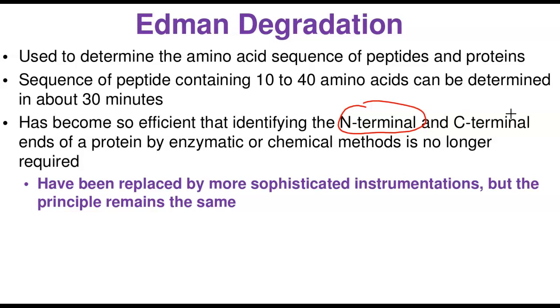However, this is just the principle. This process has been replaced with sophisticated instruments like HPLC and mass spectrometry, that you can now use to make the process much faster. But Edman has the credit for letting us understand the principle of protein sequencing, or how to determine the primary structure.